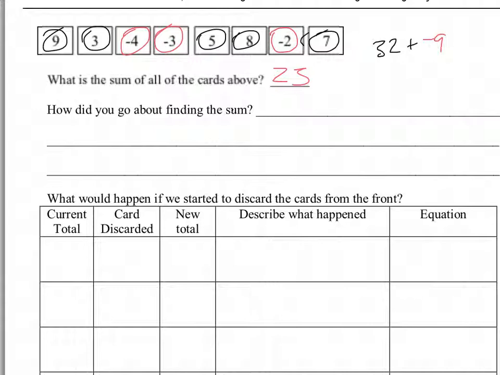So there's really two ways we can go about doing this. You just have to choose the method that works best for you. So you might have said in your method that you went about adding them one at a time, or you could have said that you combined all of the positives and combined all the negatives and then added.